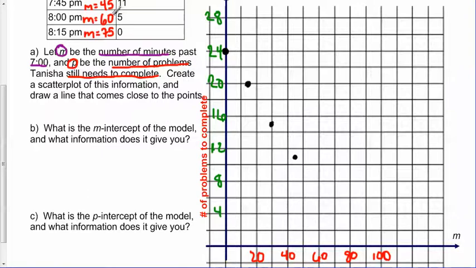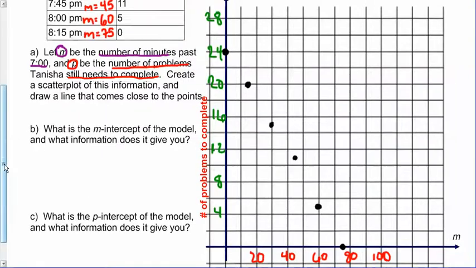When m is 60, we have 5 problems left. Well, here's 4 and here's 6, so we're going to be halfway in between. And then by the time we get to 75, that's when we hit the 0 point. So here's 70, here's 80, 75 would be halfway across, and at that point we don't have any problems still left. So notice we've got something that's close to linear, but not quite.